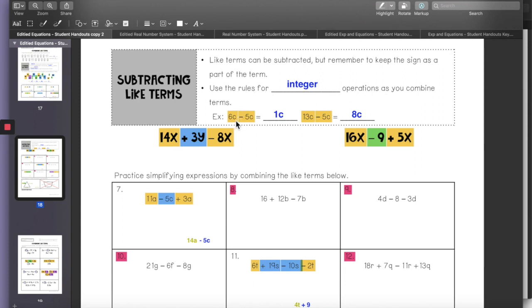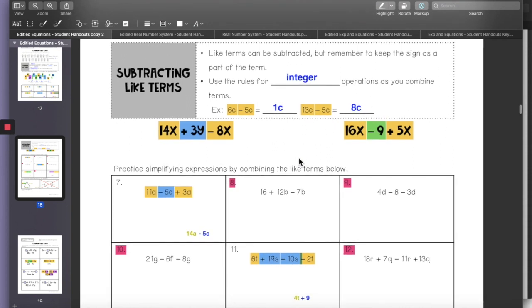So, for example, we have 6c take away 5c, but this is a negative 5. So if you owed me $5, but you had $6, you would have $1 left. Right? So when I combine these two terms, I only have 1c left. And then we have 13c take away 5c. So if I combine 13 and negative 5, or take 13, right? Take away 5, I have 8c's left.